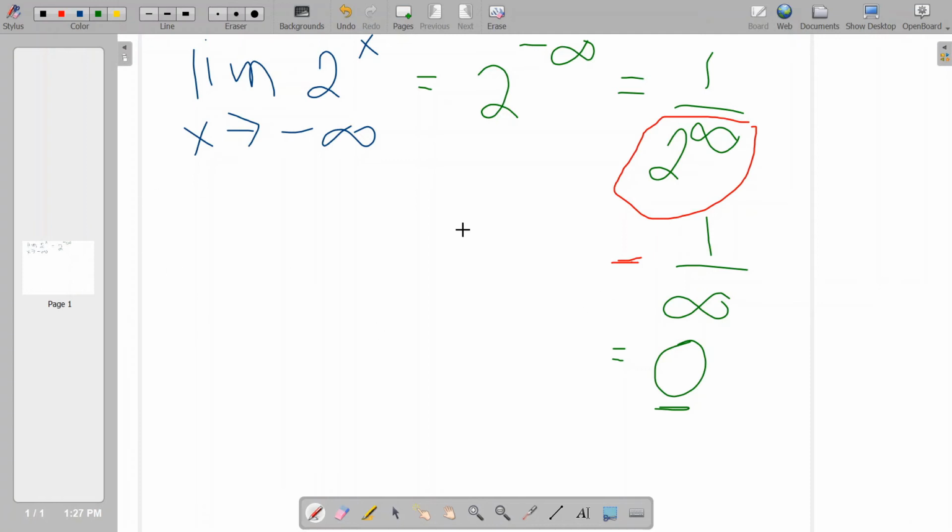That's why our theorem states that if x is approaching negative infinity and our base b is greater than 1, take note, 2 is greater than 1, the answer is just 0.